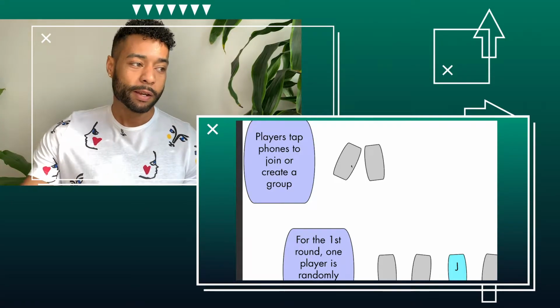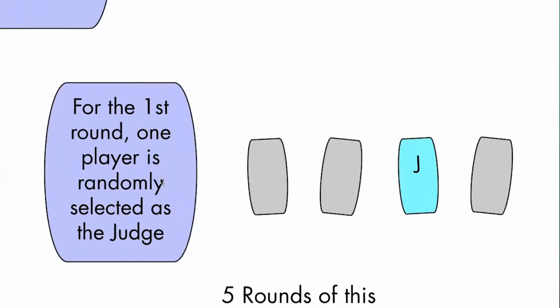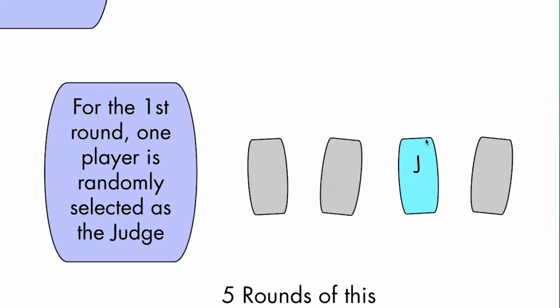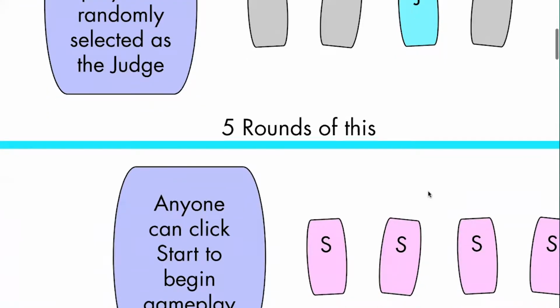Another way could be to send a text message with a link to a gameplay. But yeah, in this first representation, I just said, hey, just tap a phone, and that's how you get other people to join you. All right, once I have multiple people in the game, we get on to beginning the first round. So for the first round, one player is randomly selected as the judge. That's indicated there. And then you have 5 rounds of the core gameplay.